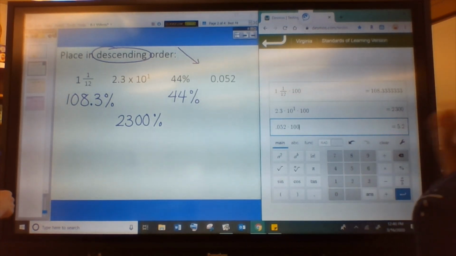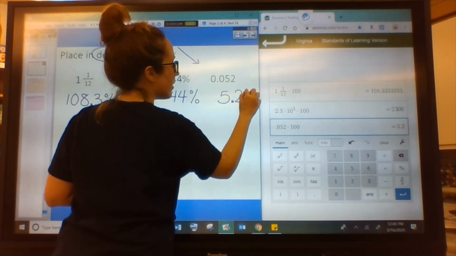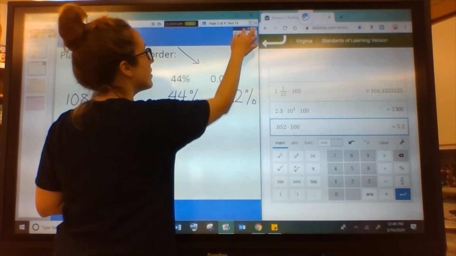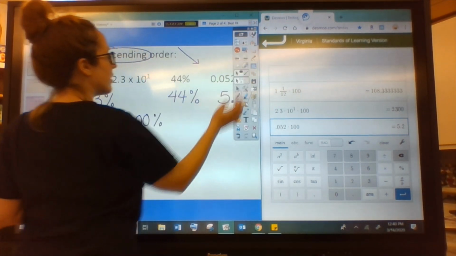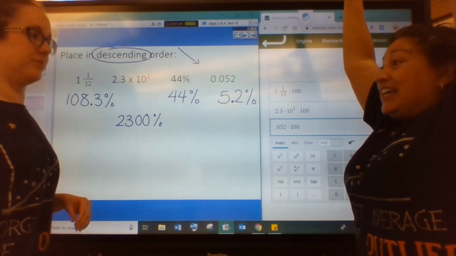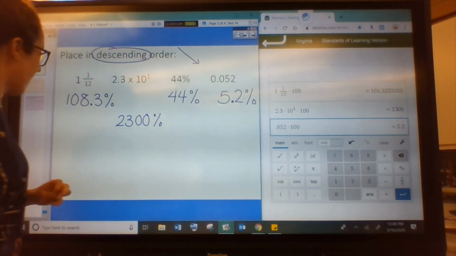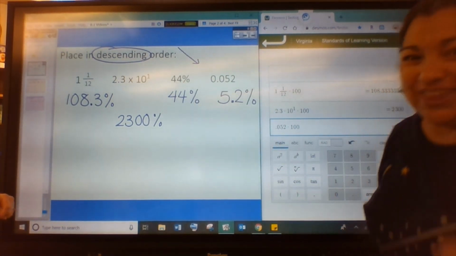0.052 times 100 gives us 5.2%. Very good. And we are going in descending order. So if we're going down, that means we're starting with the biggest and we're going to the littlest. So we must find the biggest first. Which one do you think is the biggest?